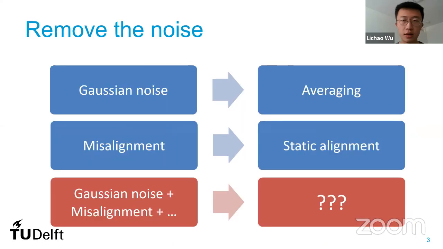So as an attacker, the goal is to remove the noise. For a single type of noise, it's possible. For example, we can use averaging to remove the Gaussian noise, and use static alignment to remove the misalignment. But consider a more realistic scenario where you have a combination of noise and countermeasures in the traces. Up to now, there's no universal way to do that, and this is the motivation for us.